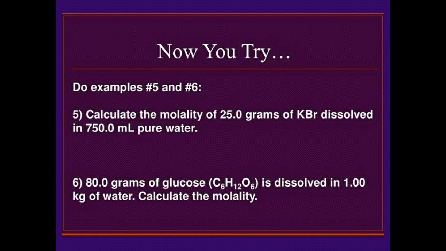Now two more questions are here. Calculate the molality of 25 grams of potassium bromide dissolved in 750 milliliter pure water. In this question they have given us the mass of solute, that is potassium bromide, KBr. So we have to calculate first the number of moles. They have given us a volume of solvent, that too in milliliters. So first we need to convert it into liters, then we will convert it into mass, and then we will do the question. In the next question, that is 80 grams of glucose.